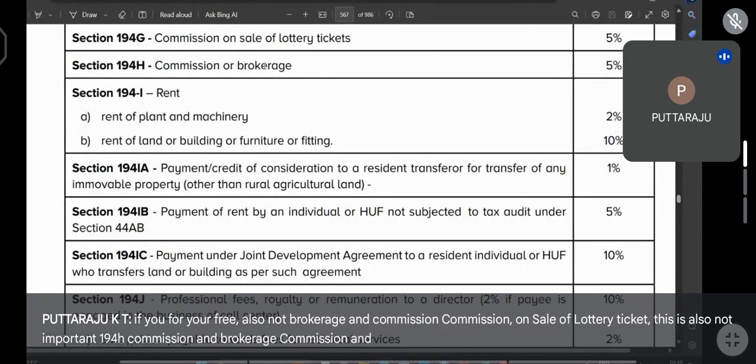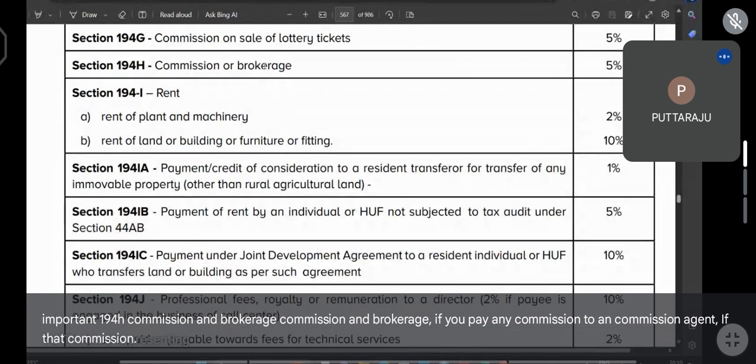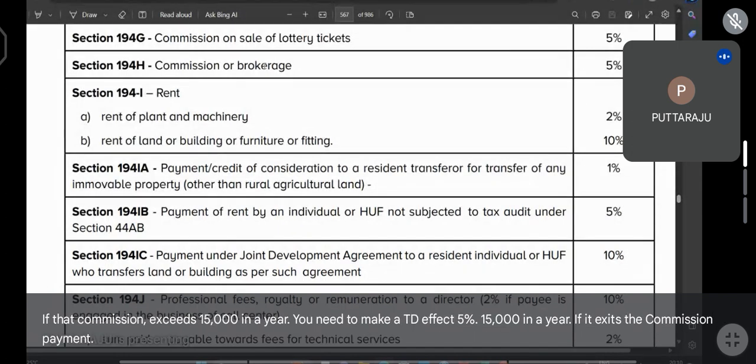Commission and brokerage: if you pay any commission to a commission agent, if that commission exceeds 15,000 in a year, you need to make a TDS at 5%. If the commission payment exceeds 15,000 in a year, you need to make a TDS. Okay.